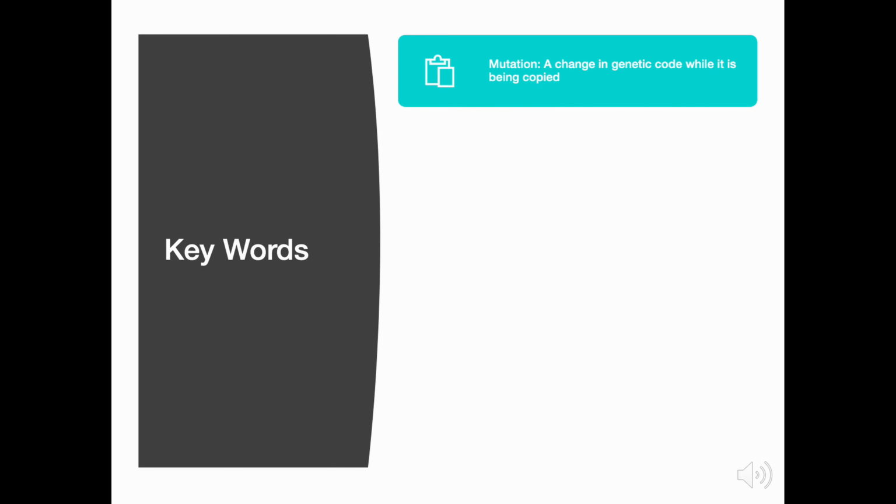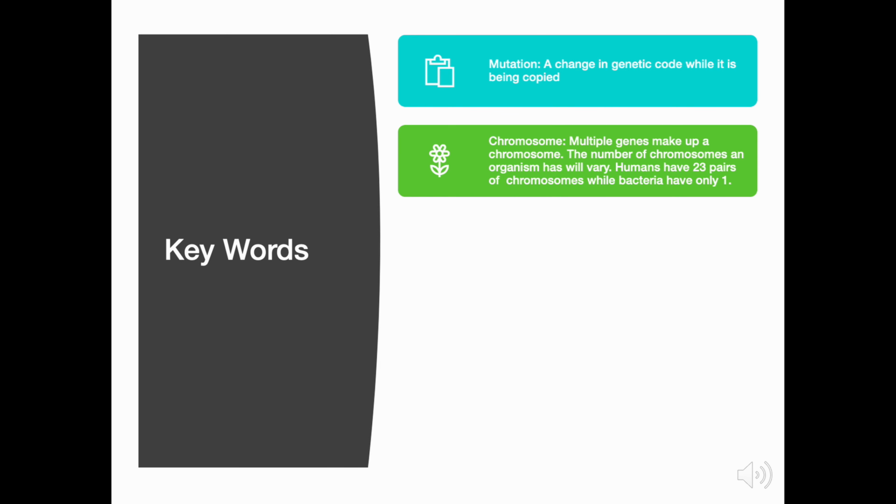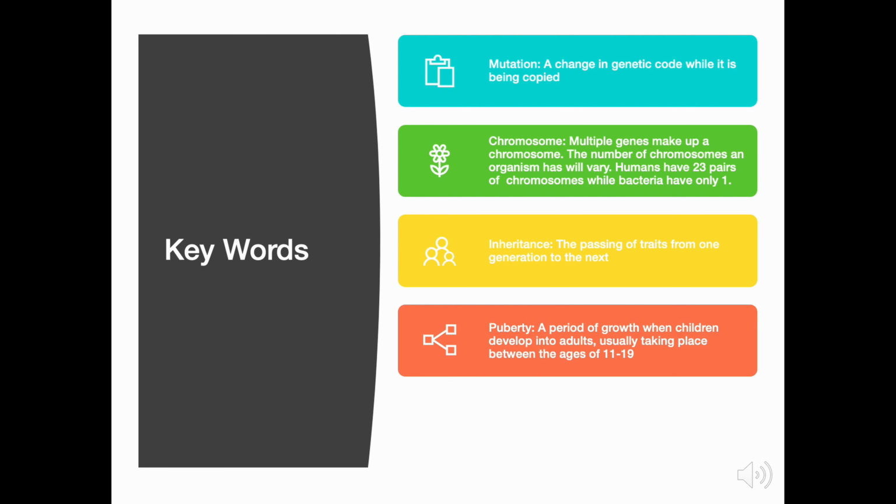Let's explore some keywords that will come up in this video. A mutation is a change in genetic code while it is being copied. Multiple genes make up a chromosome. The number of chromosomes an organism has will vary. Humans have 23 pairs of chromosomes, while bacteria have only one. Inheritance is the passing of traits from one generation to the next.